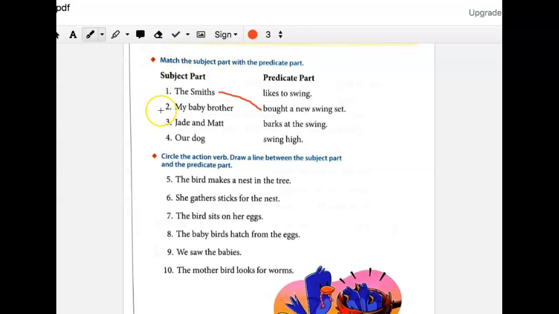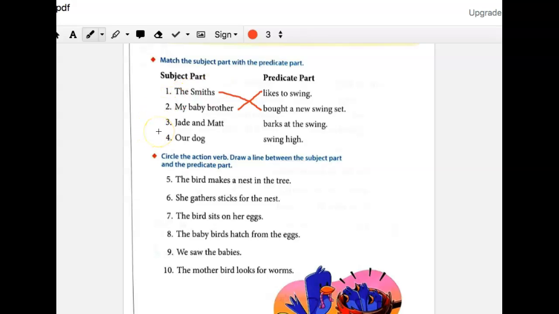Number 2, my baby brother does what? Likes to swing. That makes sense because my baby brother is one person and this verb has an S at the end telling us that there's only one subject doing the action. Then what about the other predicate parts? Barks at the swing. Again, my baby brother is not a dog, so the baby brother is not going to bark. My baby brothers swing high. The verb swing has no S at the end. That means more than one person is doing the action. So the best answer is likes to swing.